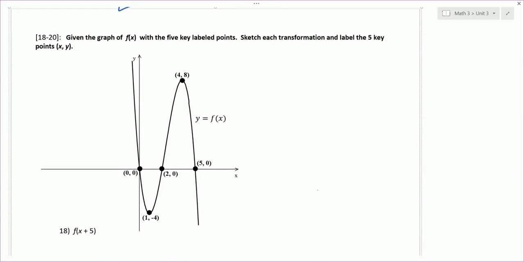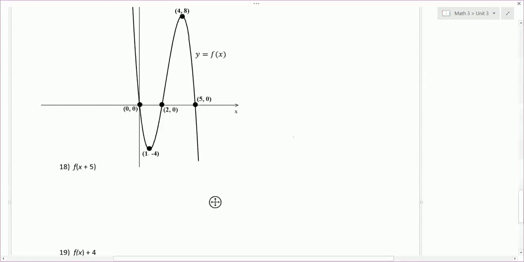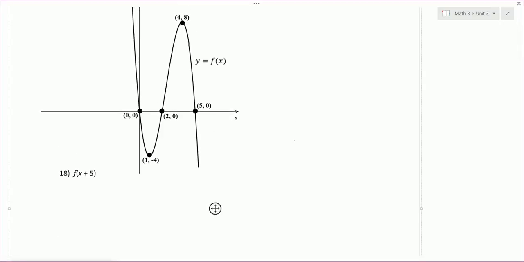We're given a function here. It says, given this function with 5 key labeled points, sketch each transformation and label the 5 key points. Okay, so we need to first identify the transformation and then sketch it. 18, that f of x plus 5 tells us we're moving everything to the left 5 units.